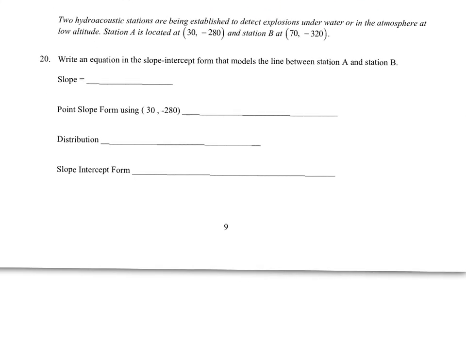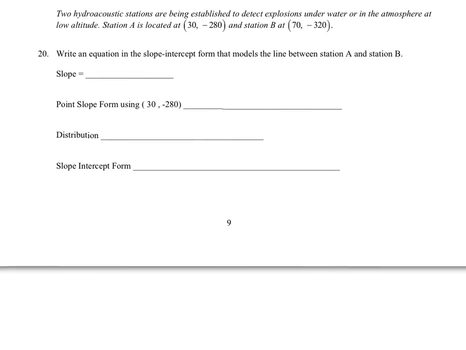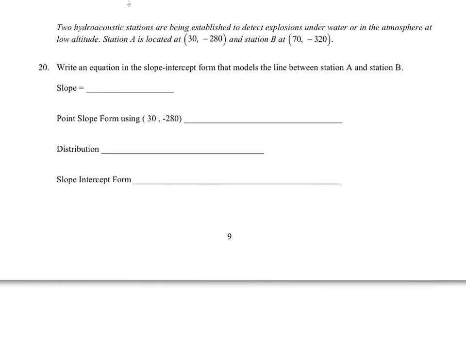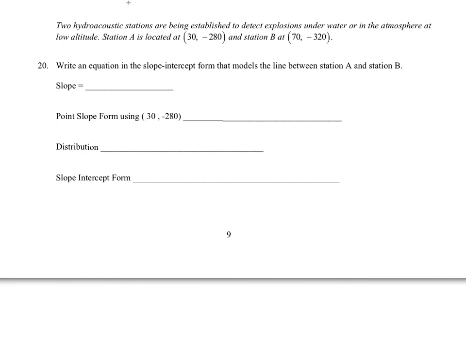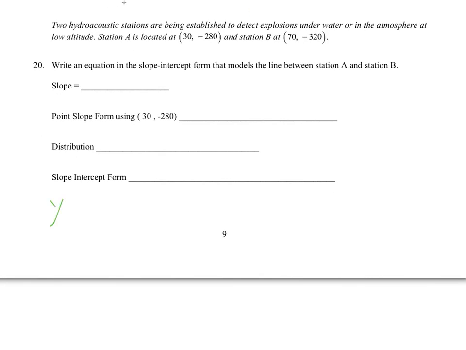Write an equation in the slope-intercept form that models the line between station A and station B. And they give us that information above. 2 hydroacoustic stations to detect underwater explosions. A is located and B is located, so basically we have to find the slope of these two lines. Remember how we do that? We take y over x.